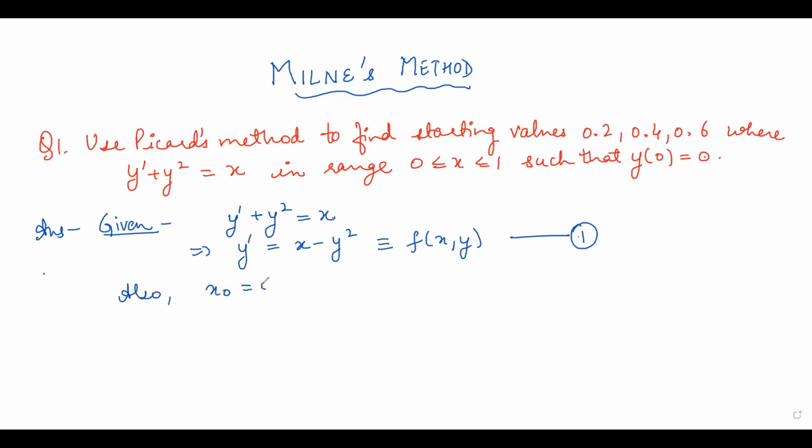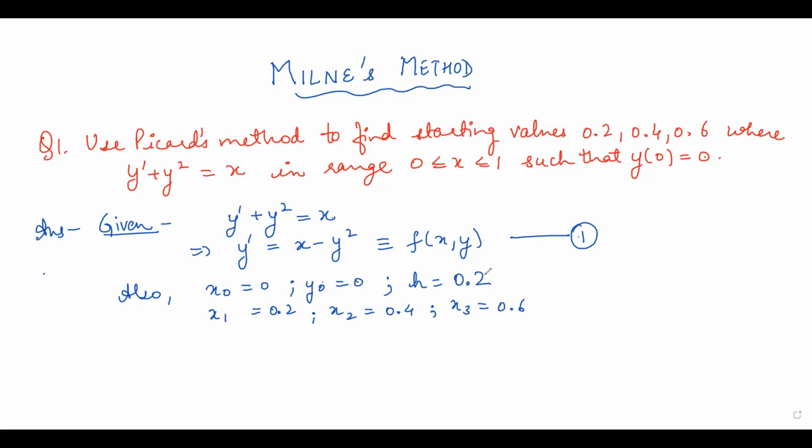x naught is given to be 0, y naught is given to be 0, and the value of h, how can we find out the value of h? By seeing the values of x. So x naught is 0, and x1 is given to us as 0.2, x2 is 0.4, and x3 is 0.6. So what's the step difference between all these 4 values? That would be your h. So here our h is 0.2.